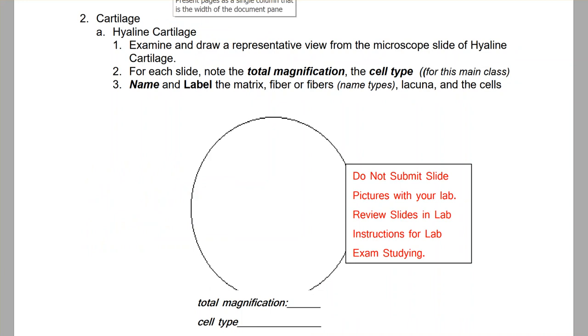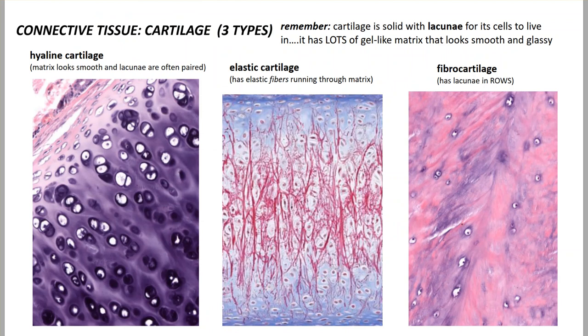All right, so now we are going to leave that connective tissue proper category and look at some other forms of connective tissue. And the first one we're going to look at is cartilage. And there are three types of cartilage that you're going to have to identify. Cartilage is so dang pretty, too. Anyway, here are three types of cartilage. And cartilage is a solid substance, so the matrix of cartilage tends to be more like a gel, like a solid gel.